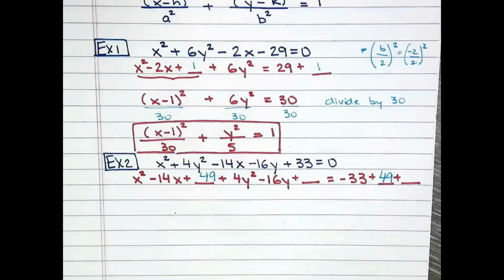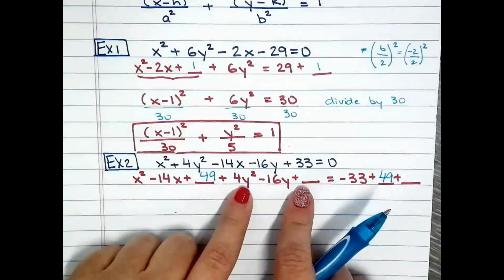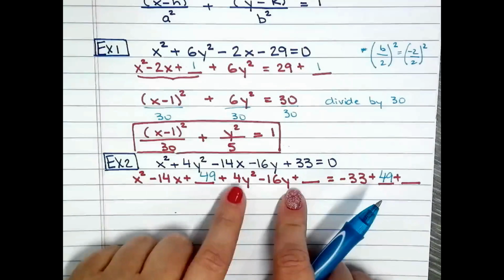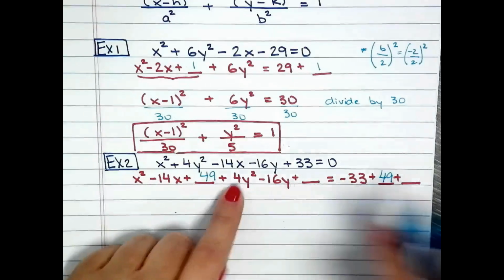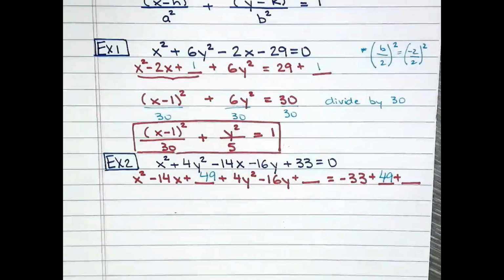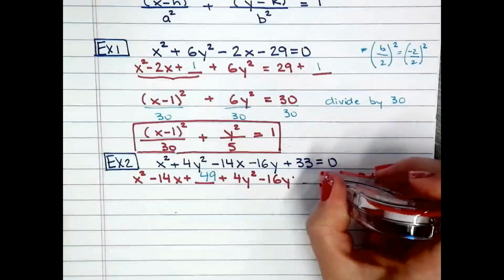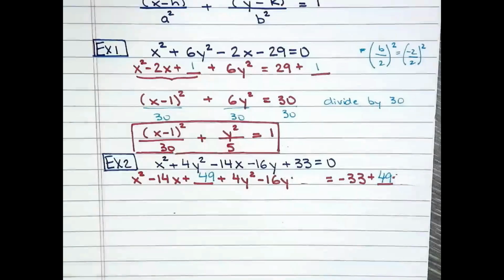All right. Now when you look at this, you're like, whoa, how can I deal with this? I have a 4 right there in the front. So I guess I'm not ready to complete the square, so I will not. I will wait a couple more steps to do that. So I will deal with what I know at this point.